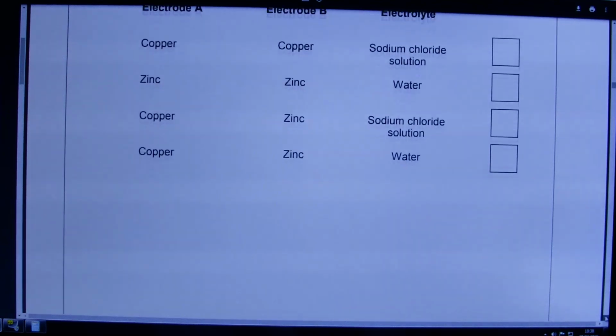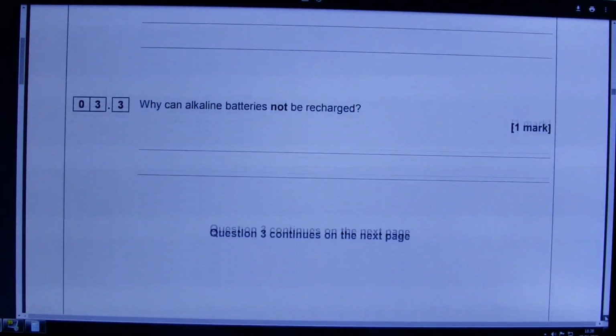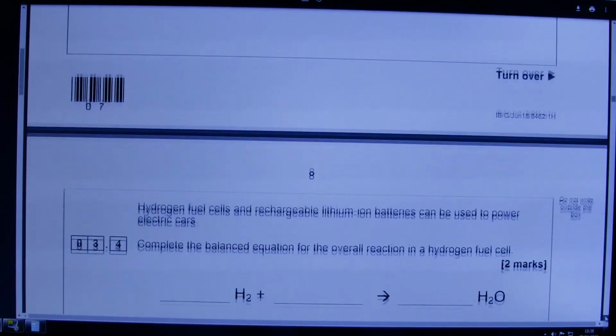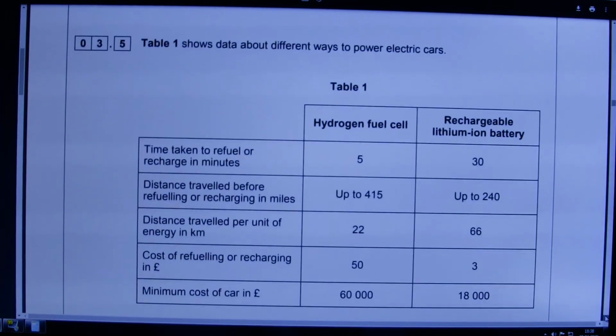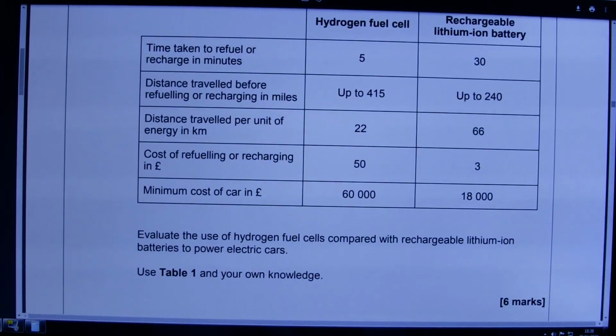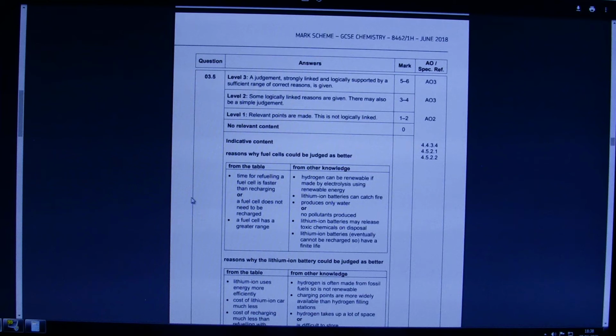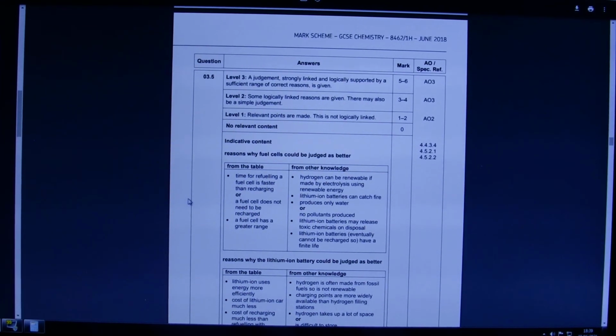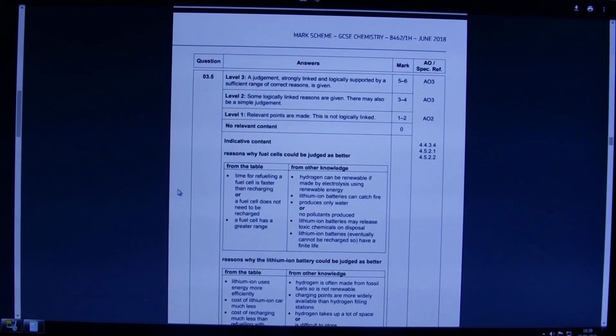3.5. What was 3.5? Different ways to power electric cars. Oh yes. You seriously get points for saying that the time for refueling is faster than the time for recharging. Or just that a fuel cell doesn't have to be recharged. Really? And the fuel cell has the greater range. It's just the ability to read the table.